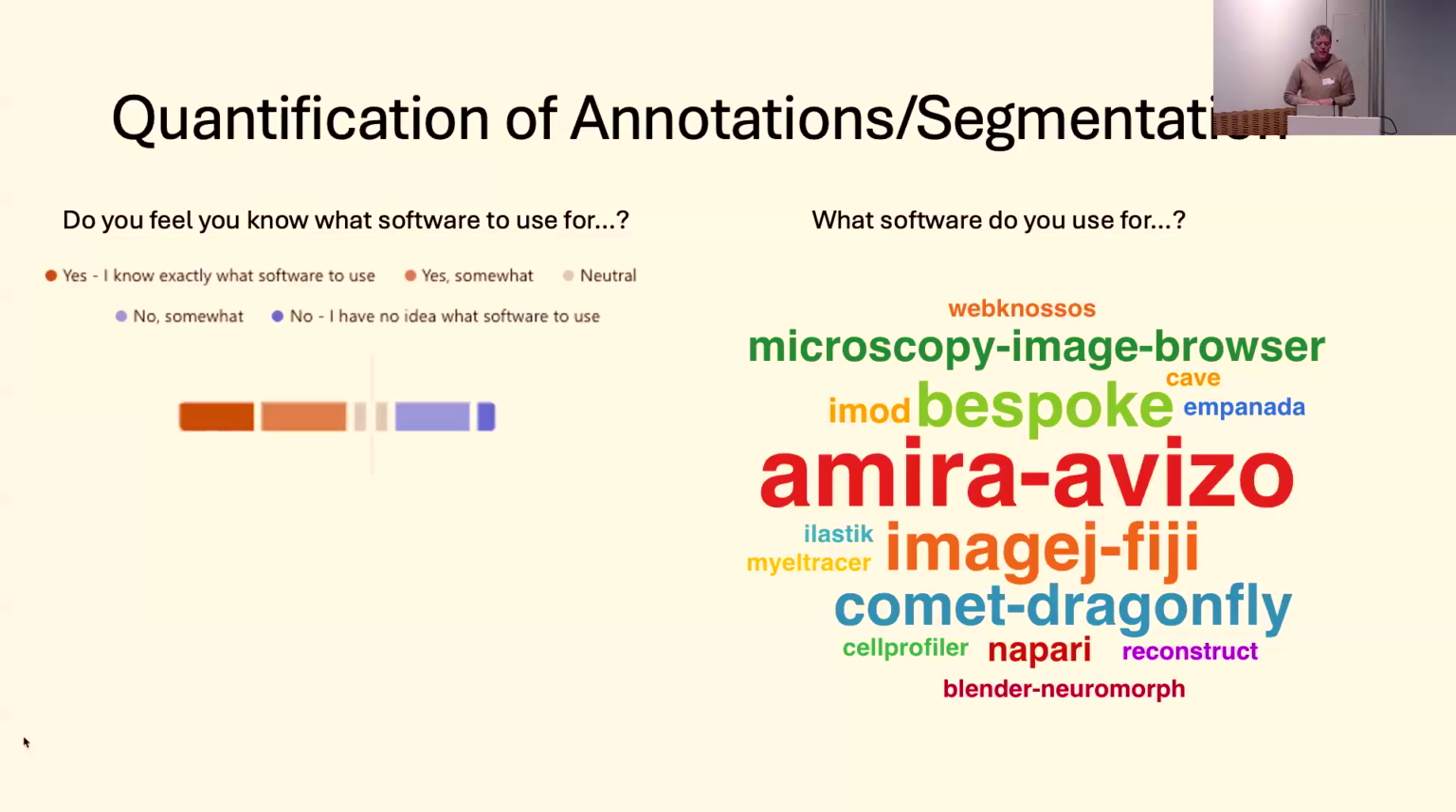Okay, and then for quantification of annotations and segmentations, we're into Amira Aviso land, although we still see some things like Comet Dragonfly coming back up and that bespoke option coming back up.